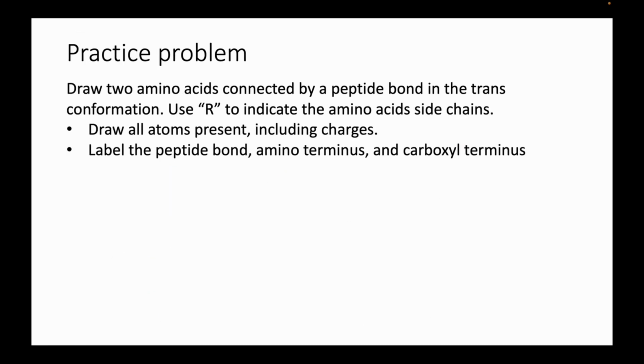All right, so here's a practice problem. You can work to review that information. Draw two amino acids connected by a peptide bond in the trans conformation. For this problem, you can use R, just the generic side chain, to indicate the side chain. Make sure you draw all atoms present, including their charges. After you've drawn your molecule, label the peptide bond, the amino terminus, and the carboxyl terminus.